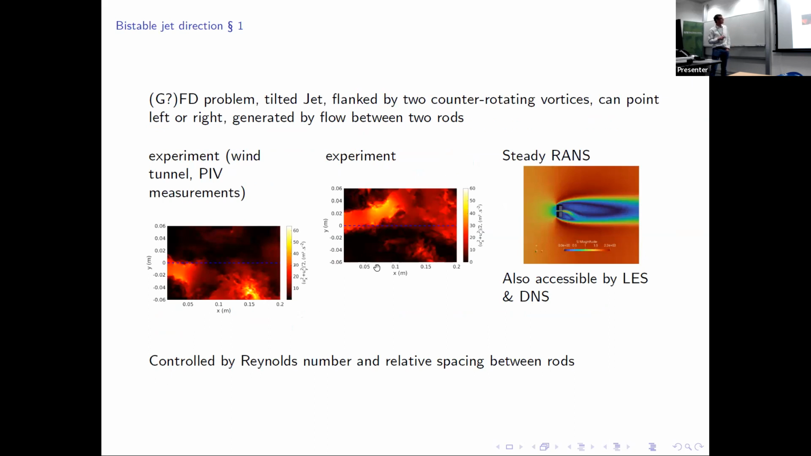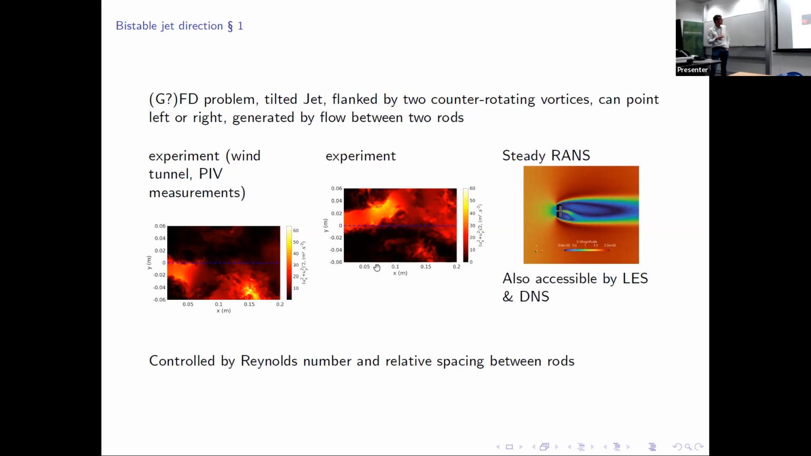So in that case, the way I generate this jet that can be bistable left or right is actually not by some, let's say, geophysical effects like rotation, but by having a flow arriving on two rods, and then the flow that passes between the two rods can point left or right. And what is interesting with this configuration for the left or right pointing jet is that I can simulate it with RANS equations to have the steady states, or even LES or direct numerical simulations.